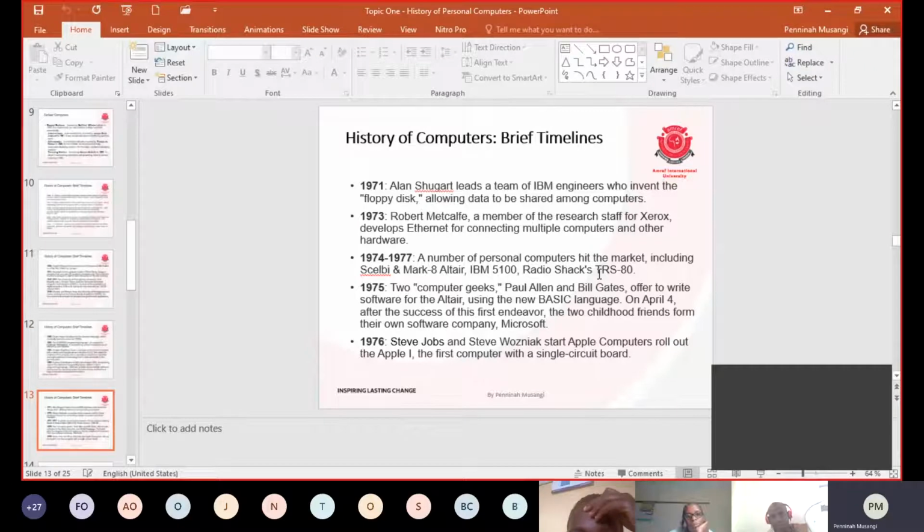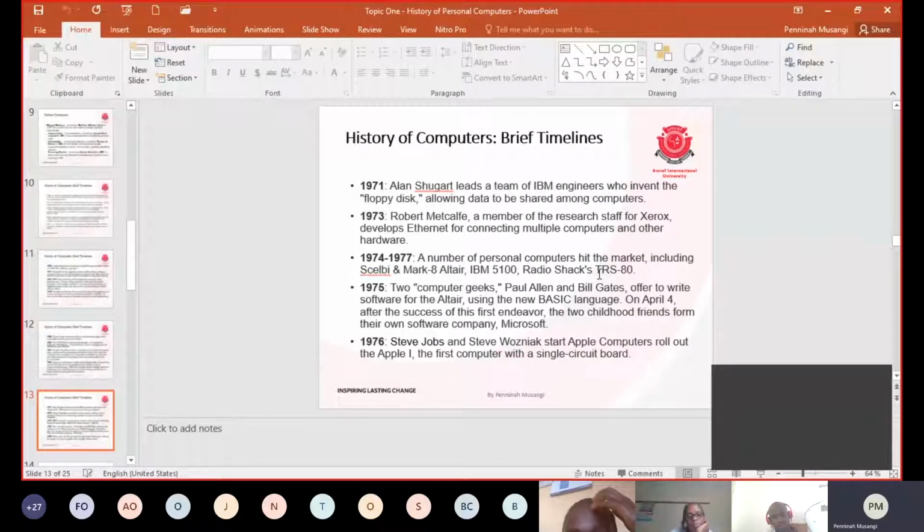In 1971, a major development came from a team led by Alan, who were working at IBM, and they invented what we used to know as floppy disks. Before floppy disks, a computer could only store data on itself, so it was not possible to share data from one computer to another. But when the floppy disk was invented in 1971, it became possible to share data from one computer to another by use of a floppy disk.